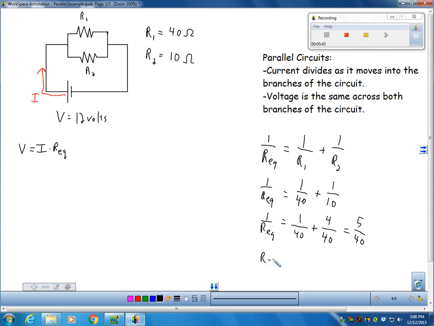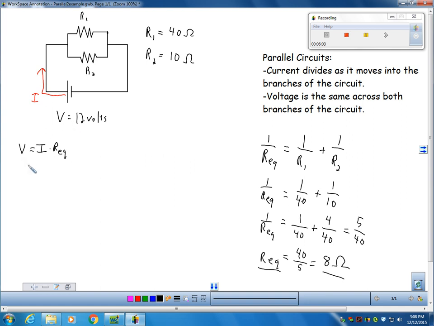And so in order to get REQ, that's actually equal to 40/5, which then reducing that is going to be 8. And the unit for resistance is ohms. So at this point, we see that REQ is actually equal to 8 ohms.